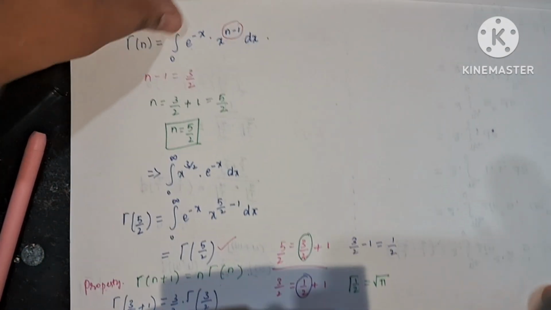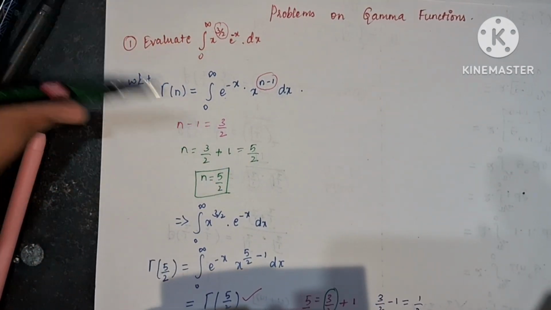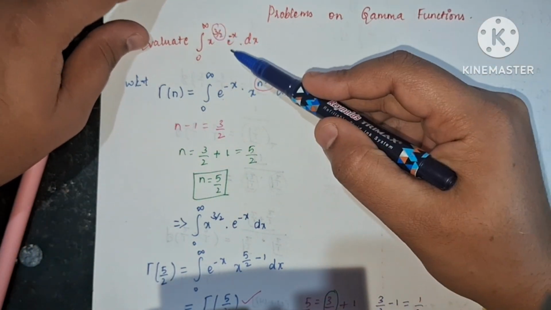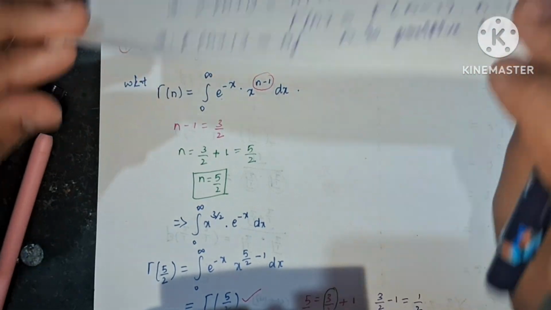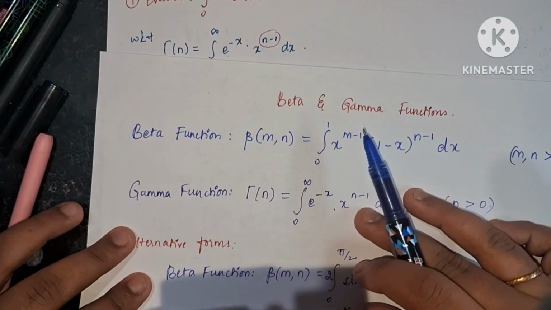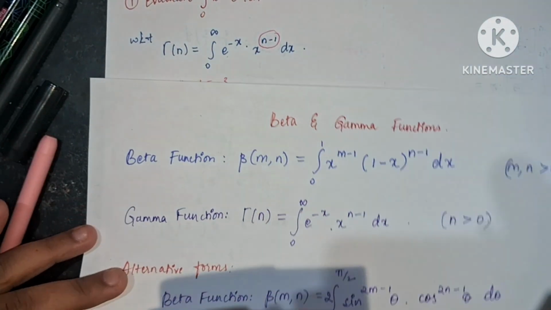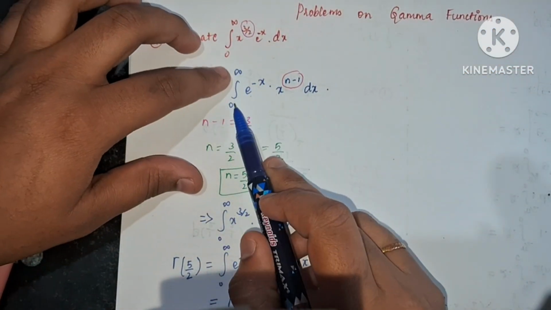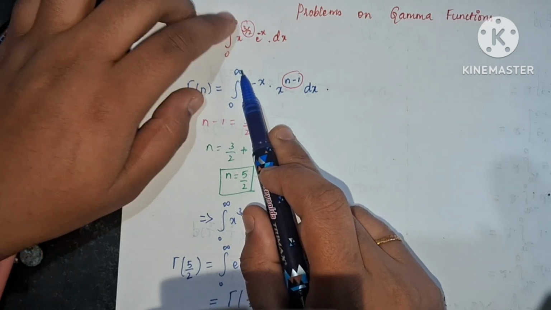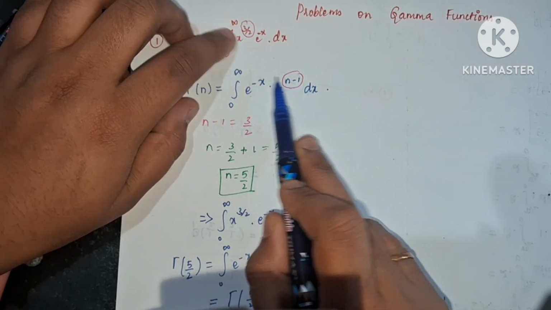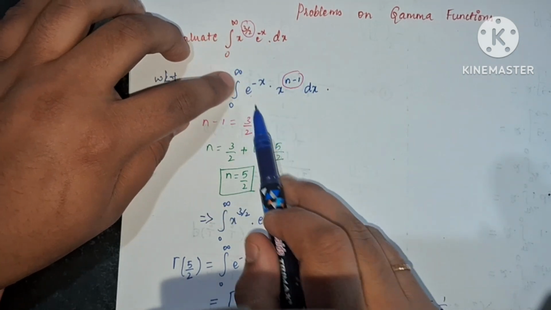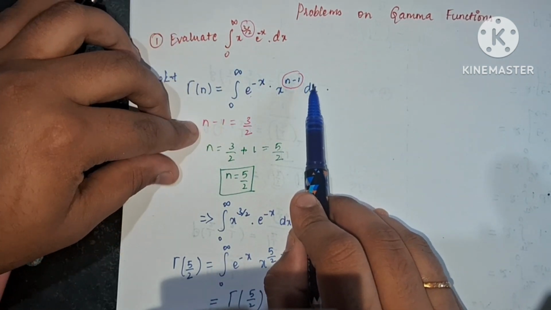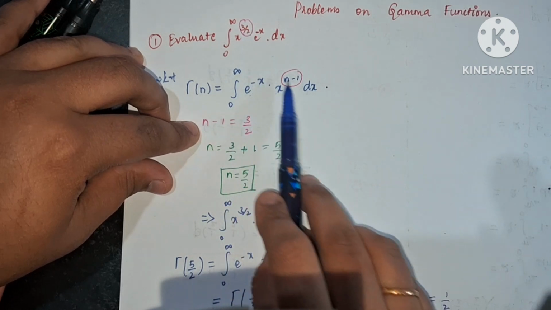I will repeat it again. Evaluate the integral 0 to infinity x to the power 3 by 2 e power minus x dx. Looking into the question, I just compared this with my formula. So formula was saying that integral 0 to infinity was the same, and x to the power n minus 1, in the position of n minus 1 there was 3 by 2, and e power minus x was as it is, then dx.